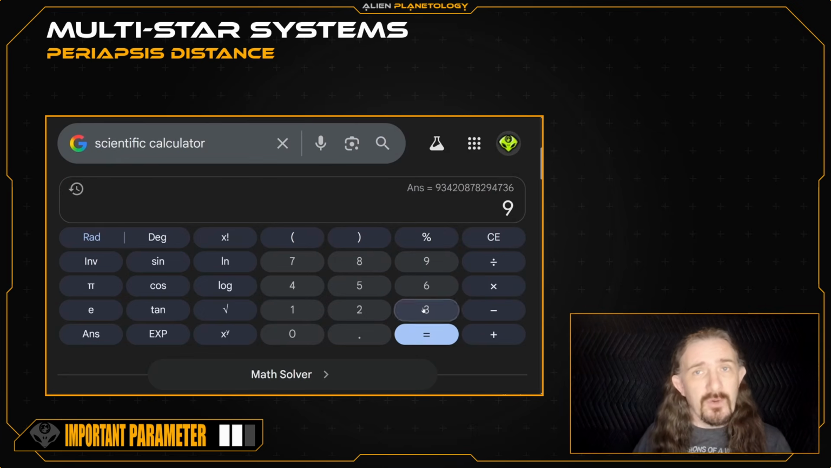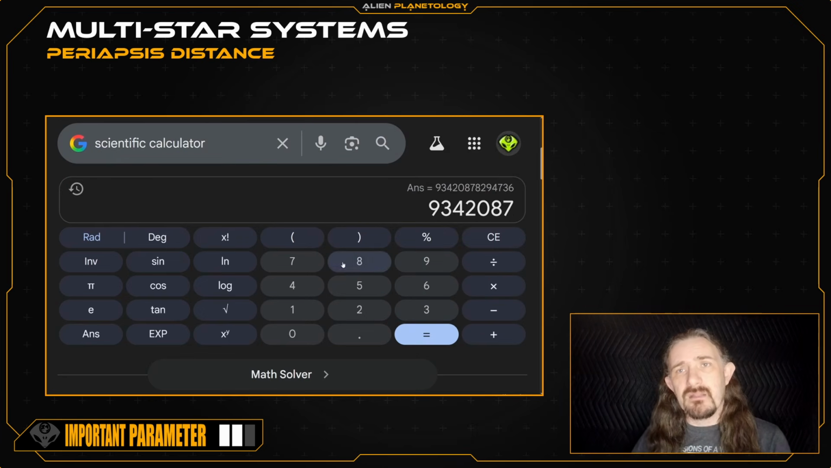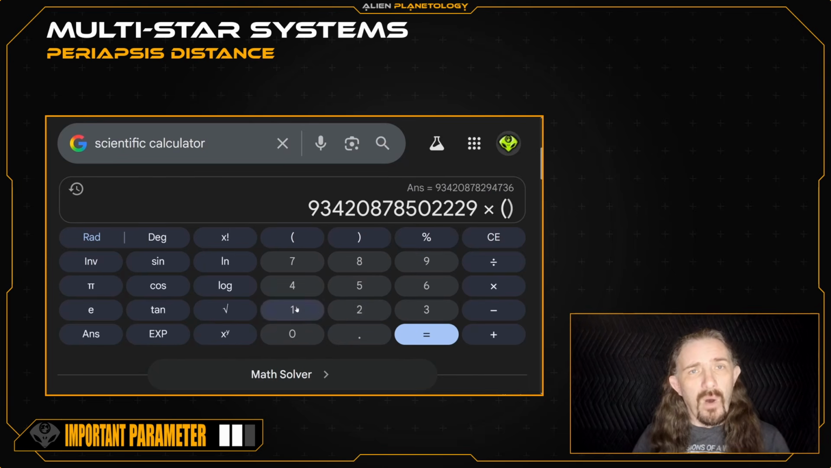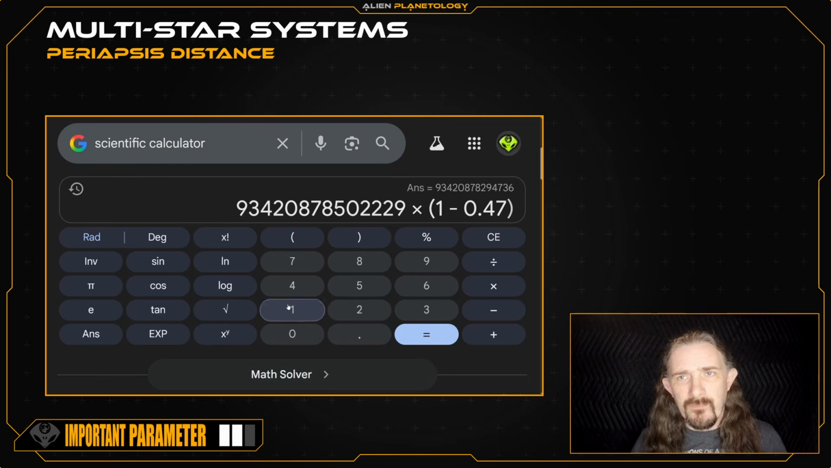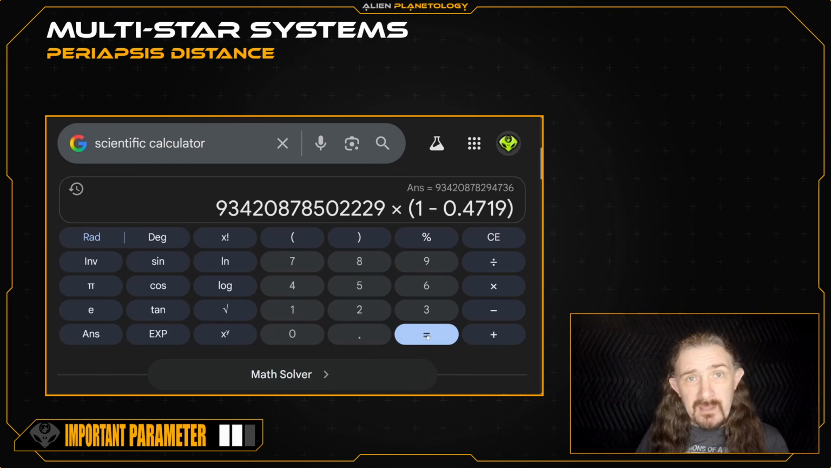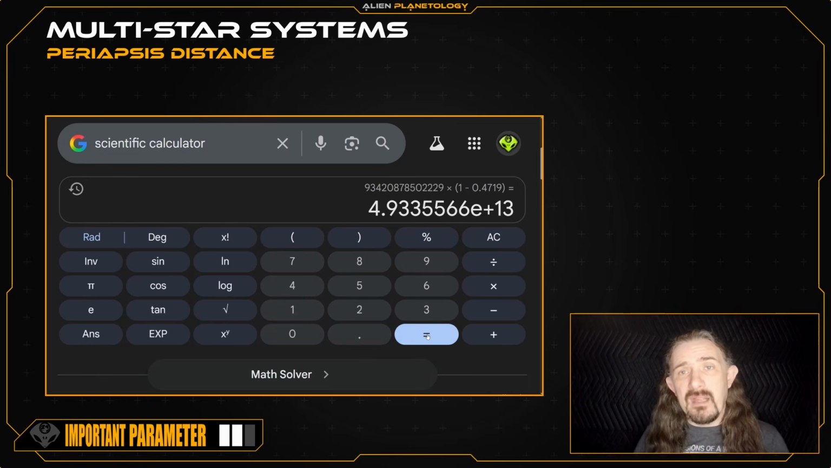So with the calculator, we enter our star's semi-major axis times, open parentheses, 1 minus our eccentricity, and then close the parentheses. Your equation should look something like this. Press equals, and there is the periapsis of our binary system.